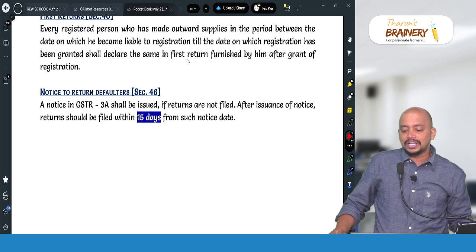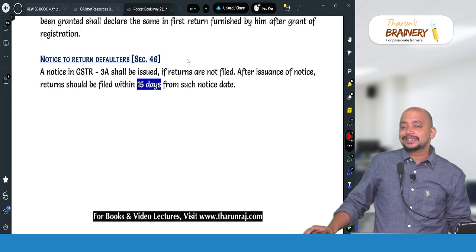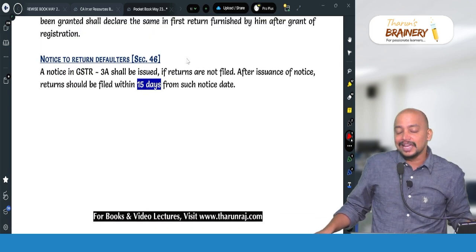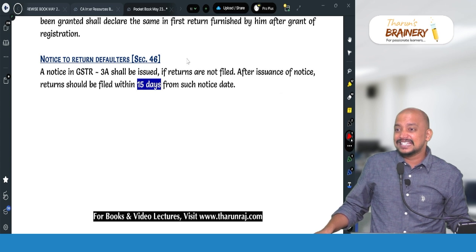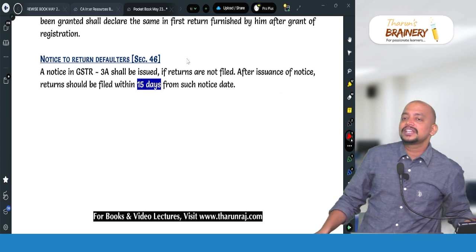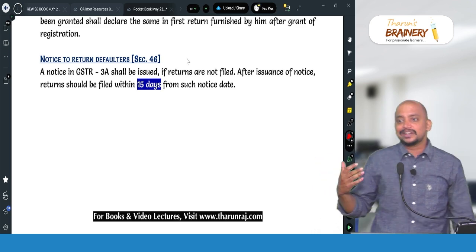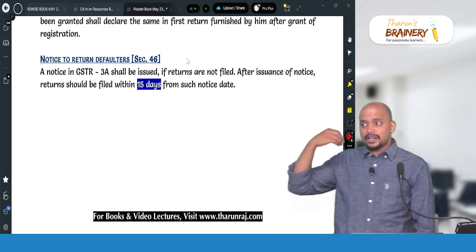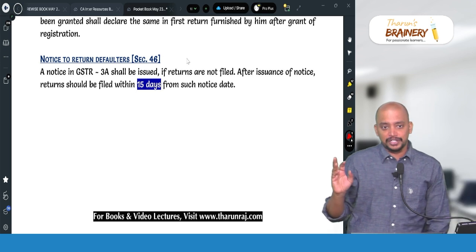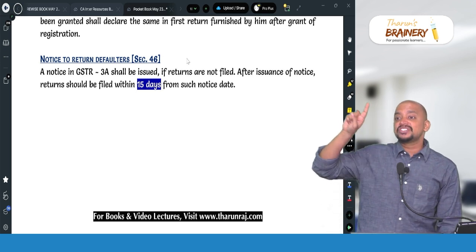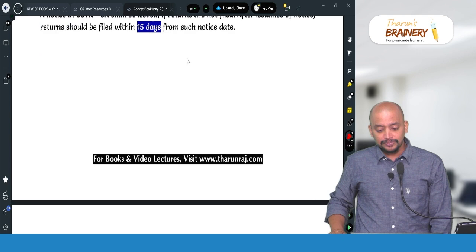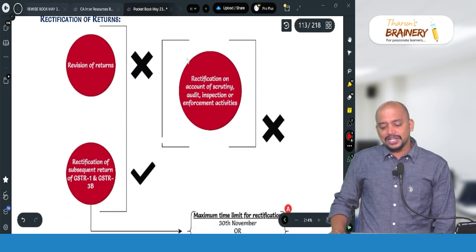Then notice to return defaulter. Suppose if a person has not filed returns, then notice will be given in GSTR 3A, and once notice is given in GSTR 3A, within 15 days from the date of notice the returns should be filed. If the returns are not filed within 15 days from the date of notice, then it will lead to best judgment assessment. Okay.